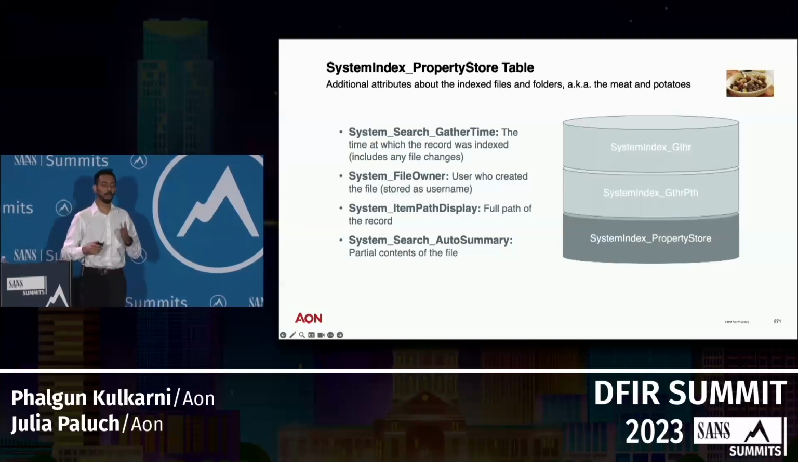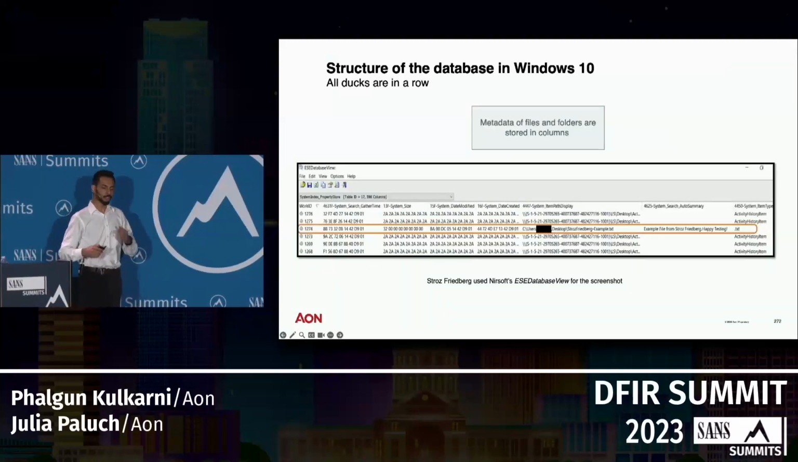So let's see how the Windows.edb file looks like. We use Nirsoft's ESE Database View to open the Windows.edb file. And as you can see, all the ducks are in a row. Each record has its separate row, and the columns are categorized by various file properties.